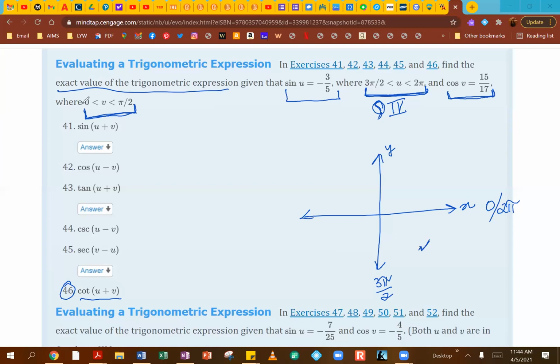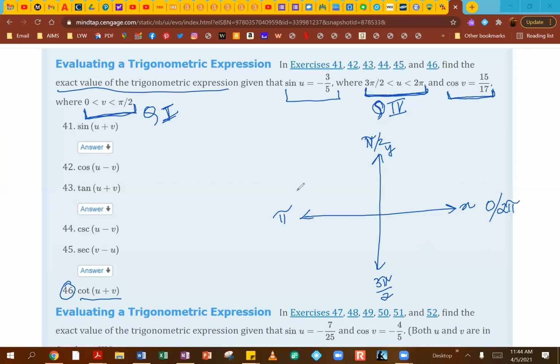And then where is angle v going to fall? What quadrant is for angle v, 0 to pi halves? Yeah, very nice, Billy and Katie. It's going to be quadrant 1. So, of course, you are looking at this quadrant over here.